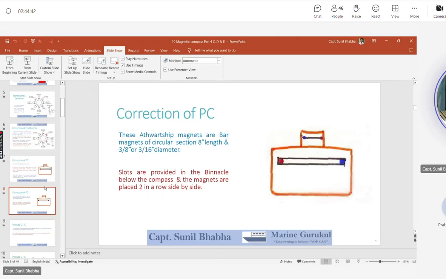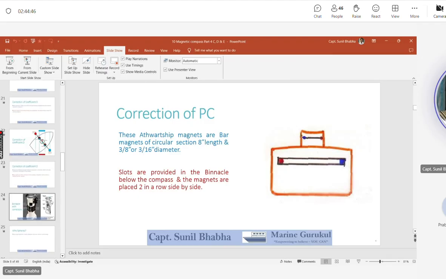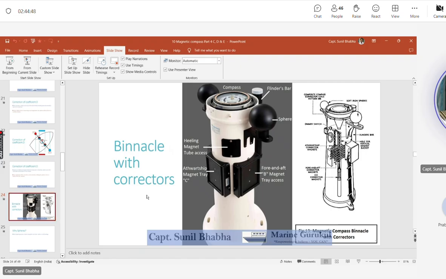Let me show you the diagram also where these outward-ship magnets are placed. So this is the same diagram which I showed you earlier, and you can see here that we have these outward-ship magnets also placed. These are also placed in pairs. One magnet is placed forward of the periscope pipe and another magnet is placed aft of the periscope pipe.